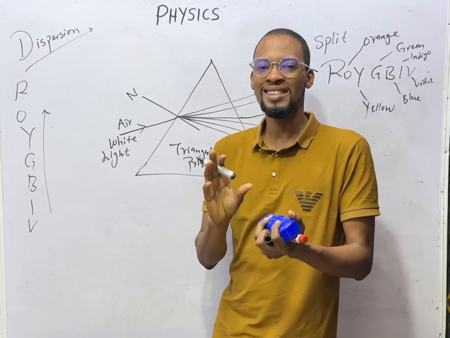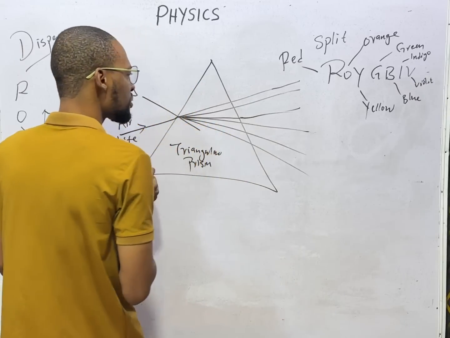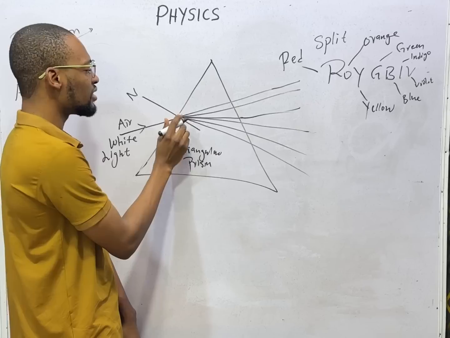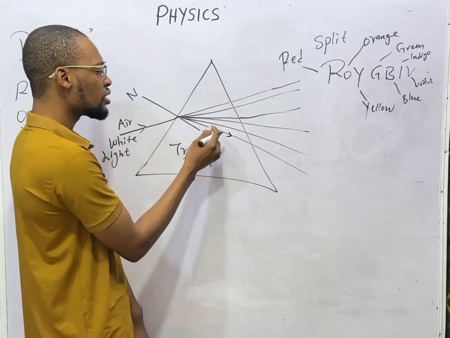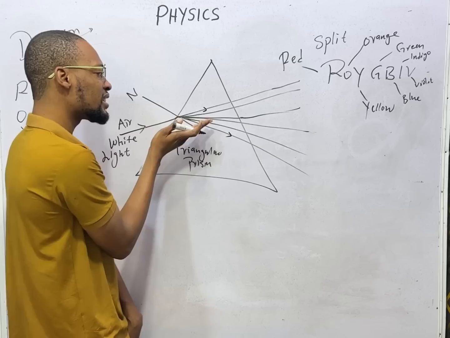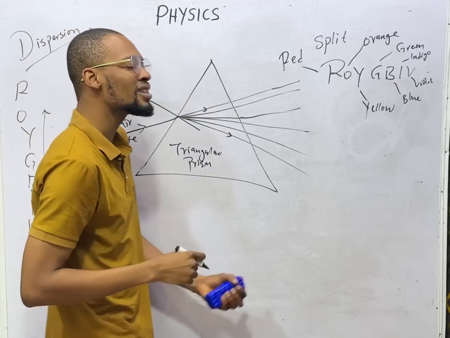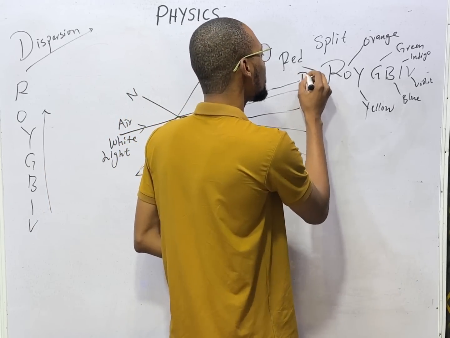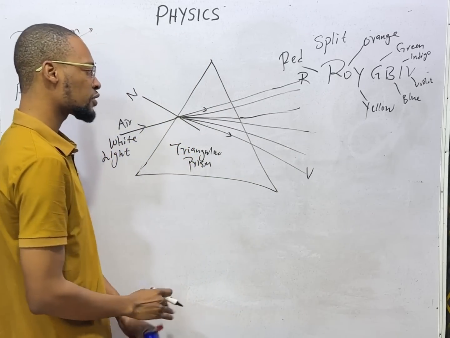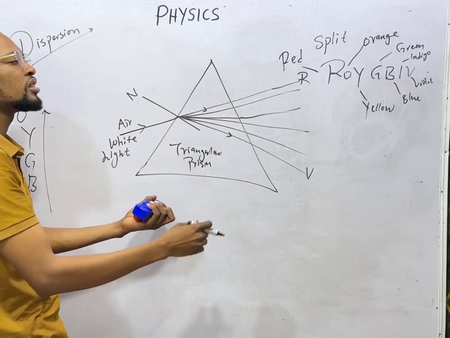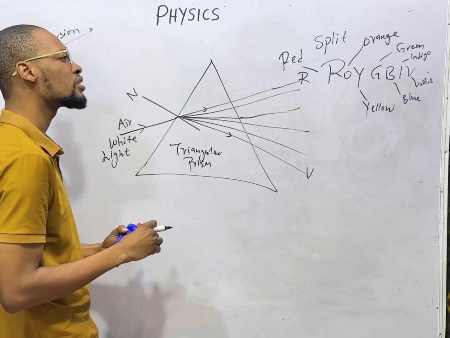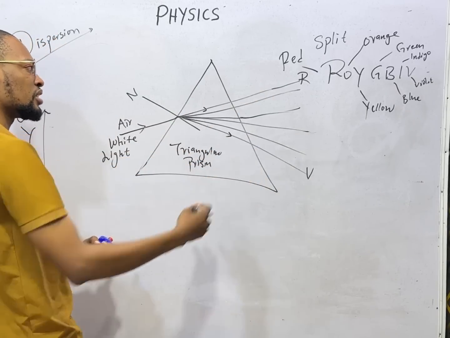How about in terms of deviation? In terms of deviation, this is the normal, right? Now, if you look at this one, this is most deviated. It is the closest to the normal, while this is the least deviated, it is the farthest from the normal. So in terms of deviation, red is the least deviated and violet is the most deviated. In terms of closeness to the normal, red is the least close, and violet is the closest to the normal, so it is the most deviated.